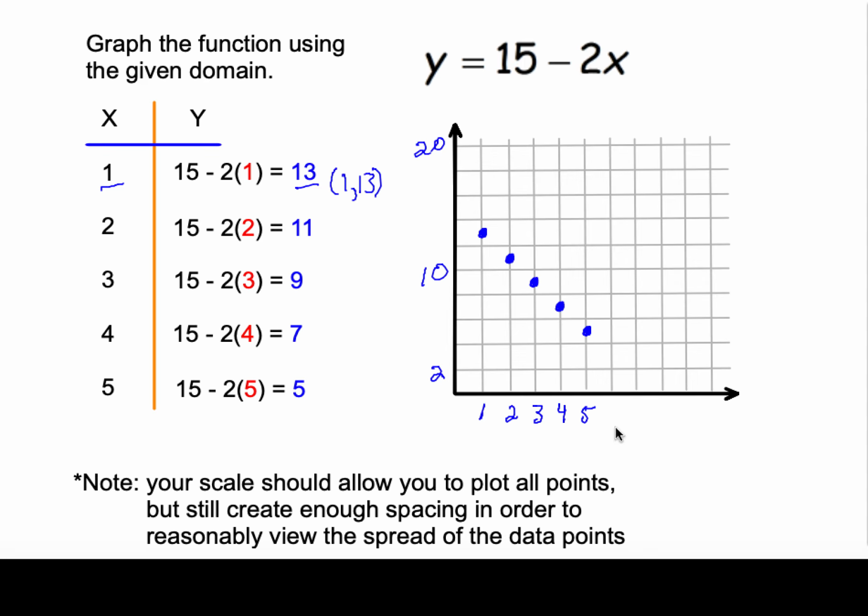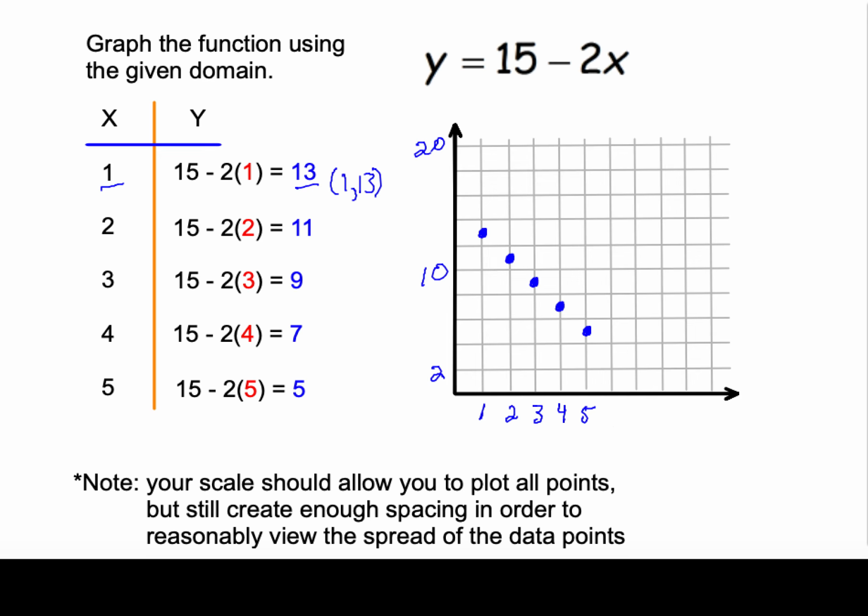Now, you might be tempted to draw a line. Because they limited our domain, because our domain was only 1, 2, 3, 4, and 5, we don't want to draw that line. Soon enough, later on in the chapter, or maybe later on in the year, we may get to the point where we draw that line, and we'll have a reason for that. But with a limited domain, using only the given 5 numbers, we only want to plot the given 5 points.